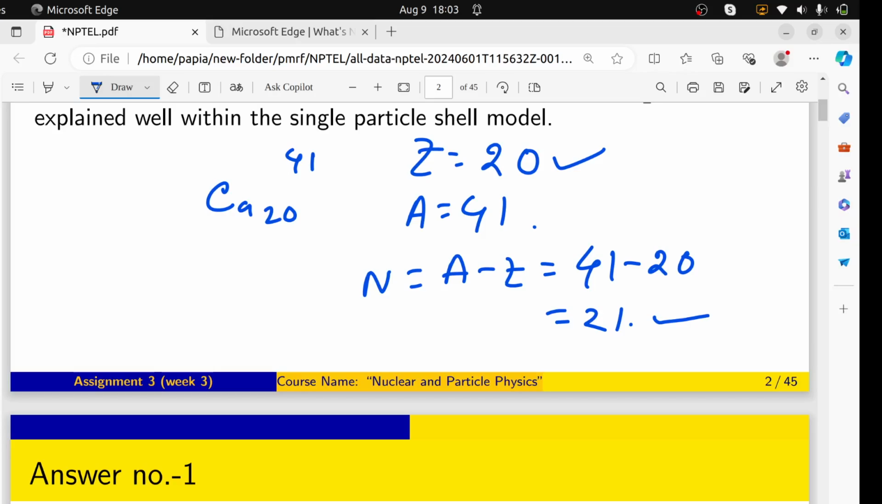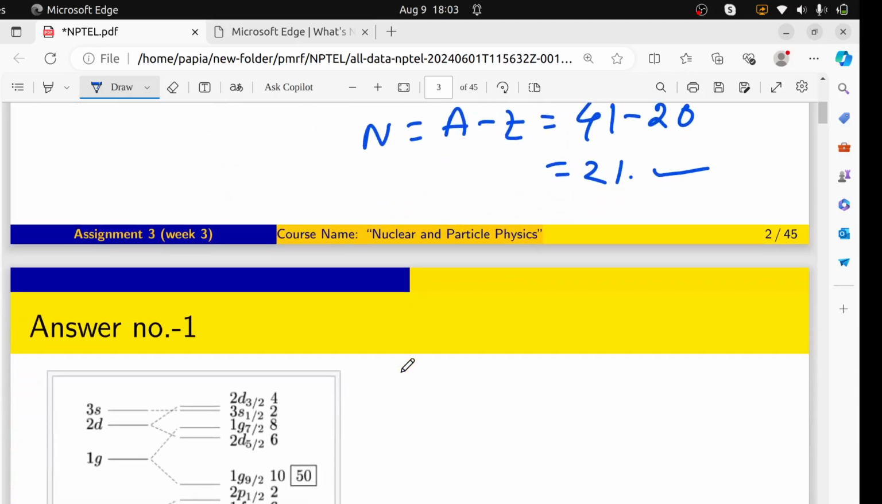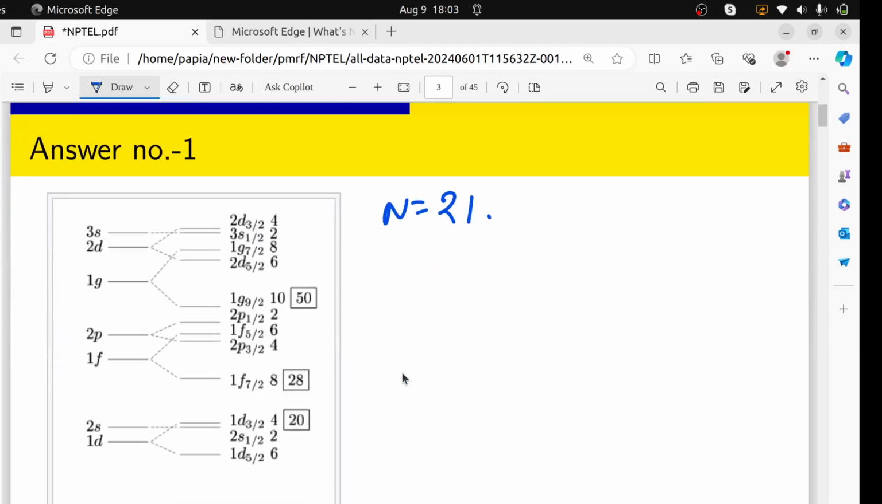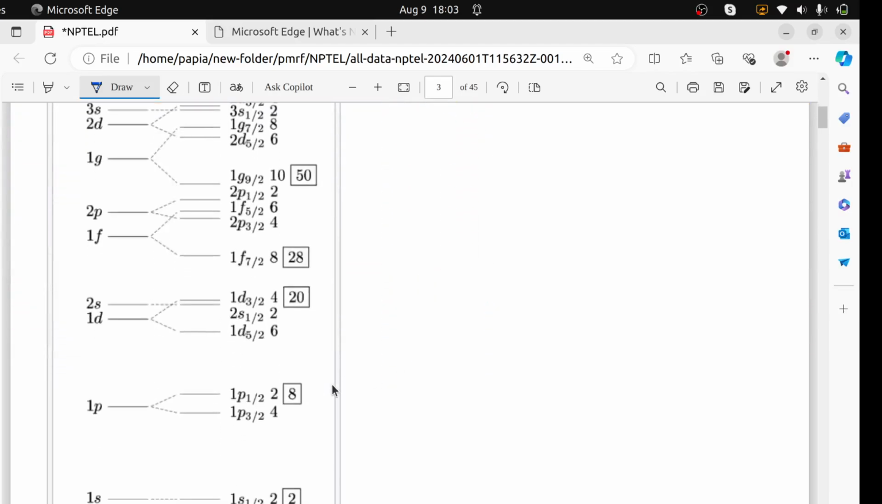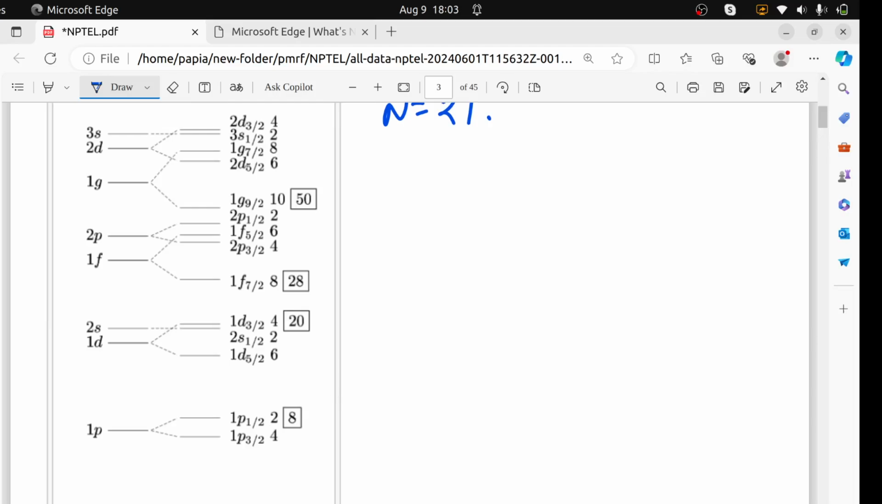But obviously it is talking about the first excited state, and we will check what will happen in the first excited state. So for N equals 21, I have just plotted the same figure that was there previously also. Up to here it was 2, 8, 20, up to this it is 20. As N equals 21 in the ground state, what will be the last one? The last one will be here.